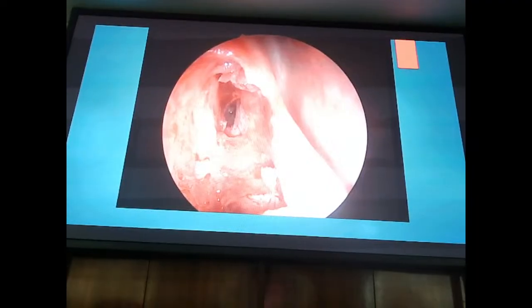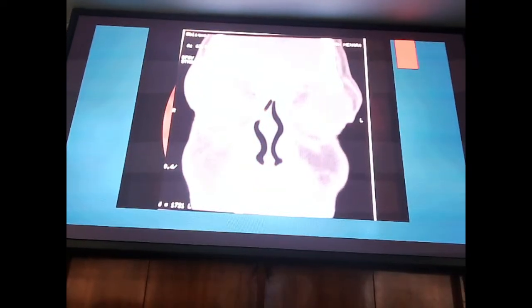Now, is this an excusable complication or an inexcusable complication? It is a complication of FESS, right? We would have explained this to the patient beforehand. But in this particular case, this is a non-excusable complication. You know why? Because the surgeon has not studied the CT scan before surgery. This patient actually had frontal sinus aplasia. He did not have a frontal sinus at all.